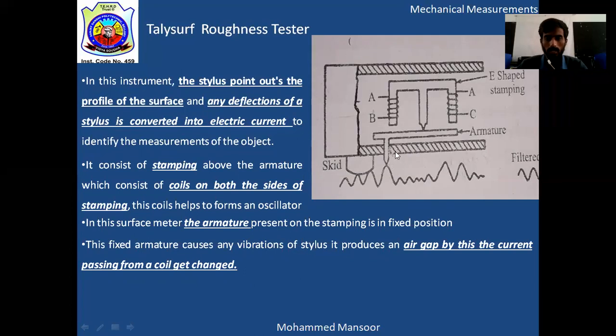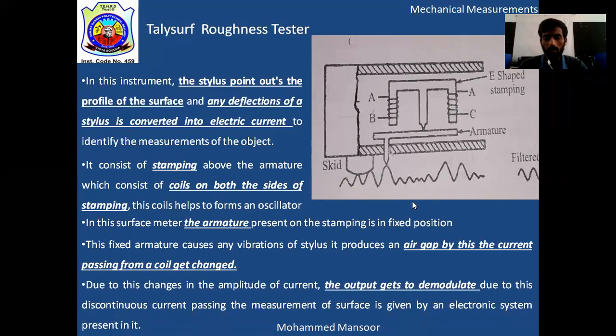Any vibration in the stylus will produce an air gap. Because of this air gap, the current passing through the coil gets changed. Due to this, the amplitude of the current output gets demodulated. So this happens because the varying current passing through is given to the electronic system, which gives the measurement of the surface.